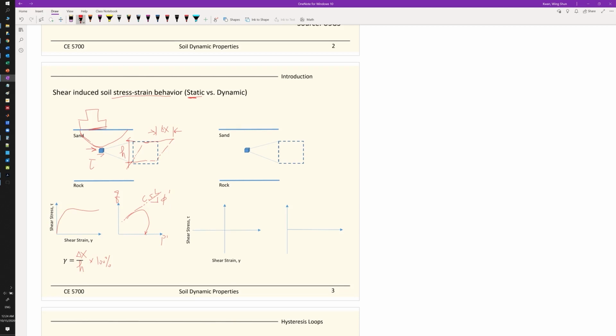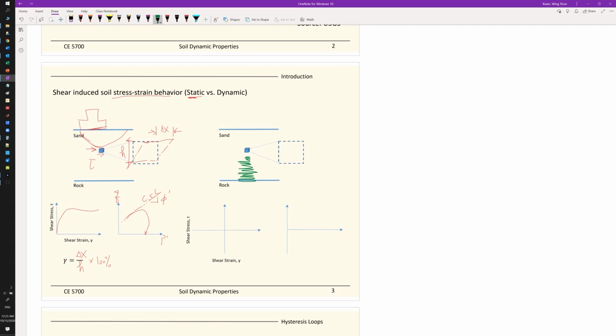So what happens in an earthquake? An earthquake is not providing a static loading, but a dynamic loading. When an earthquake happens, it is like an upward propagating shear wave. Just like the earthquake ground motion records we played in lecture 2, those upward propagating shear waves will travel through your soil elements.